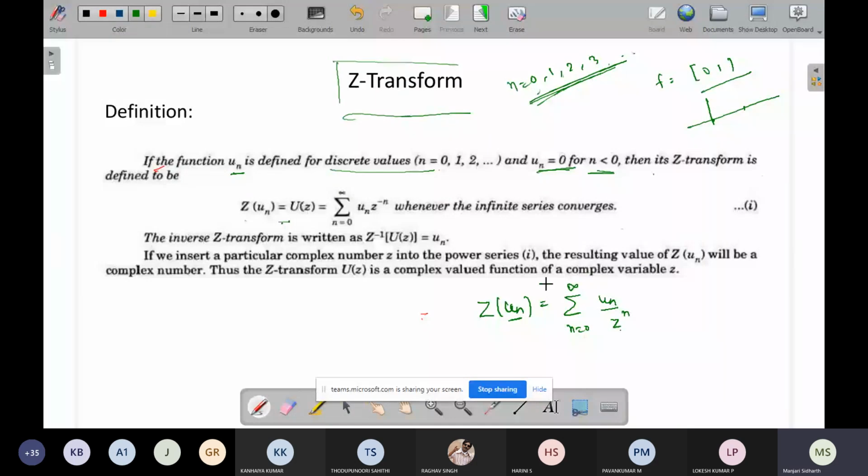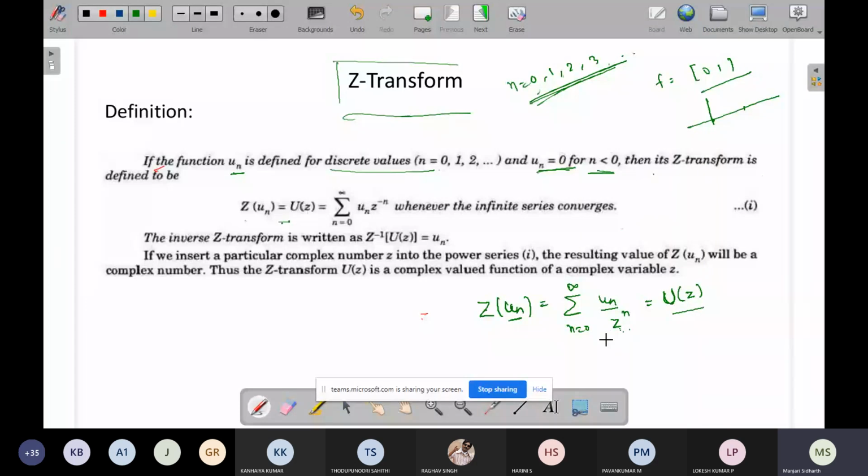Z is a variable here, right? Once you solve this summation, this series, you will get a function of z. Capital Z represents the Z transform, small z is the variable. So you will get a function, and that function is represented by capital U of small z. If you solve this series, you will get a function in terms of small z.